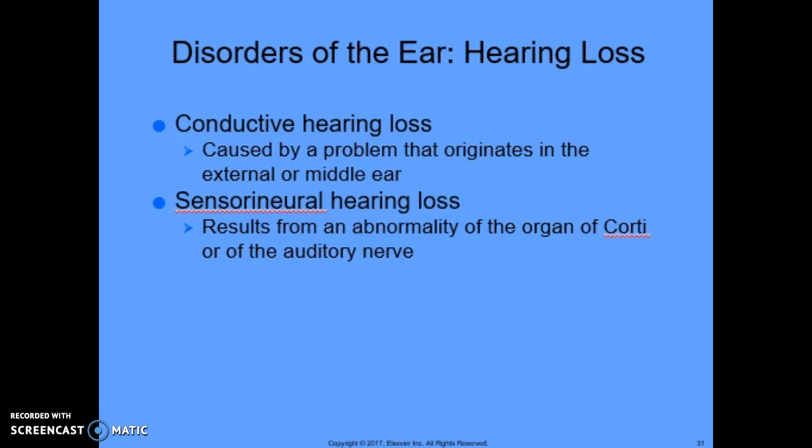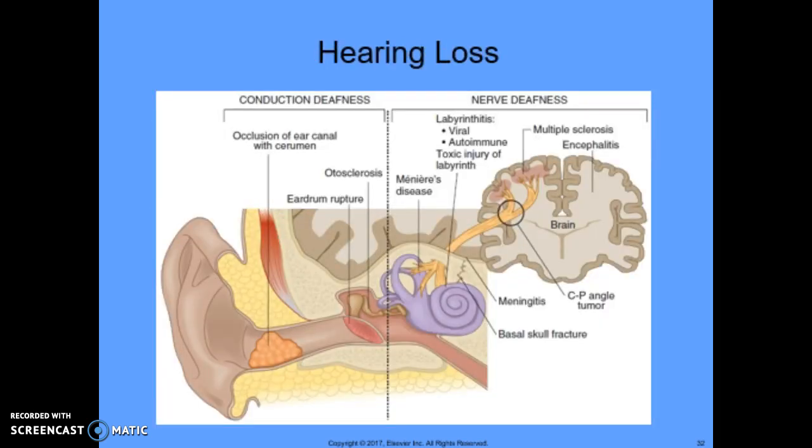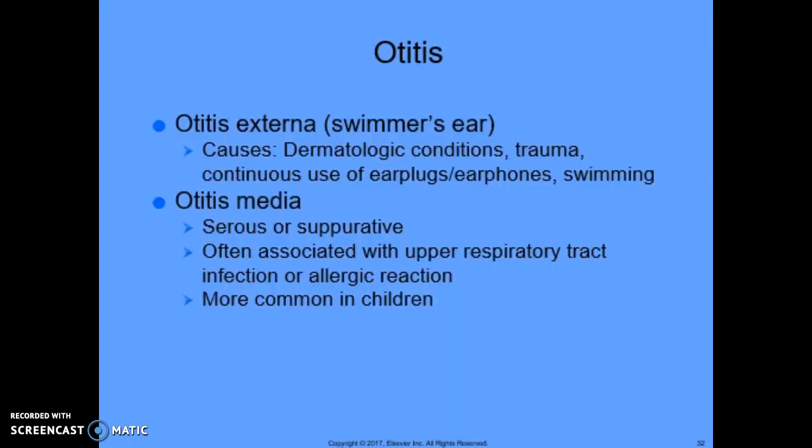Now we'll talk about some disorders and hearing loss. So conductive hearing loss is caused by a problem that originates in the external or middle ear, and sensorineural hearing loss results from the abnormality of the organ of Corti or the auditory nerve. So this figure as well, you can see 13.4, and this shows the different causes of the deafness. Here the conduction deafness, and here the nerve deafness. And you can look more closely at that in your book.